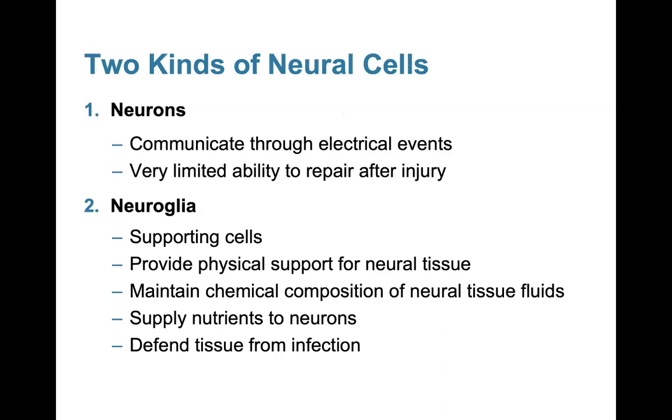Neuroglial, these are supporting cells. They provide physical support for neural tissue, maintain chemical composition of neural tissue fluids, supply nutrients to the neurons, and defend tissue from infections as well.